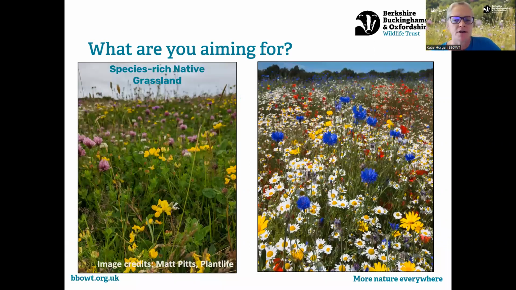So the first question is to ask, what are you aiming for? You can see there are two pictures on the screen here, and one is a species-rich native grassland and the other is a field of cornfield annuals. If you're aiming for beautiful flowers that come up every year that look like the picture on the right, then you're going to have a lot of management to do, because these are annual flowers that come up from cornfields. That's why they're called cornfield annuals, because that ground is disturbed every year, which is why they come up.